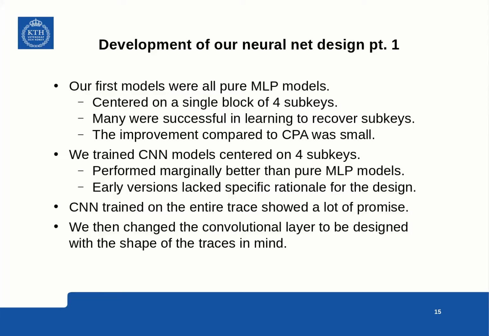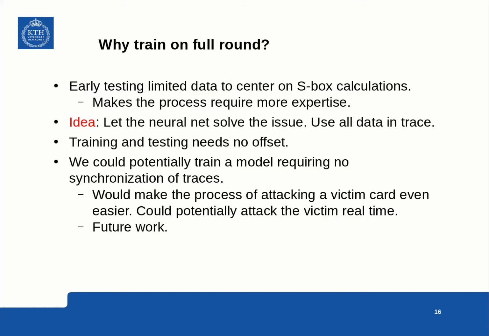We then tried training CNN models on the same data as the MLP models. Some of the CNN models were a little better than the MLP models, but again, we didn't see the big improvements that we were looking for. Eventually, we decided to try training on the whole trace, which improved the performance a lot. We decided to stick with training on the whole round and started being more thoughtful about how we designed our convolutional layers. But why did we decide to train on the full round?